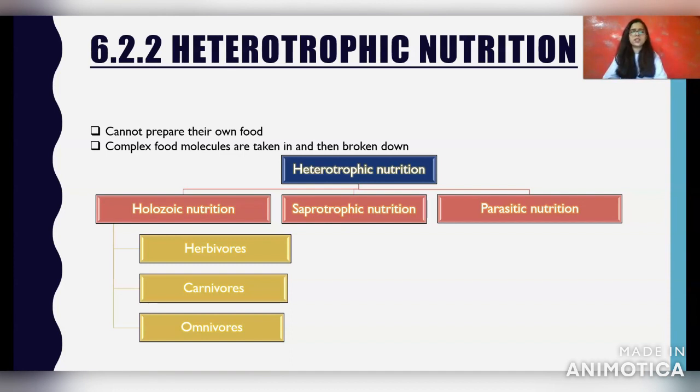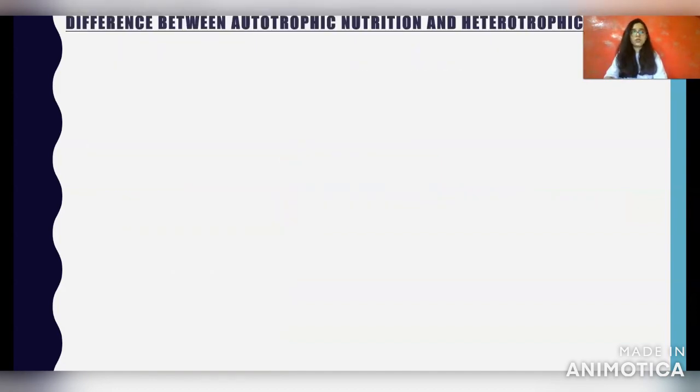In this video, we will be discussing Holozoic nutrition. In this, three kinds of organisms are involved. First is herbivores, second is carnivores, and third is omnivores. Herbivores are those organisms which are dependent on plants for their food. Carnivores are dependent on other animals, and omnivores are dependent on plants as well as on animals. So let us learn Holozoic nutrition.